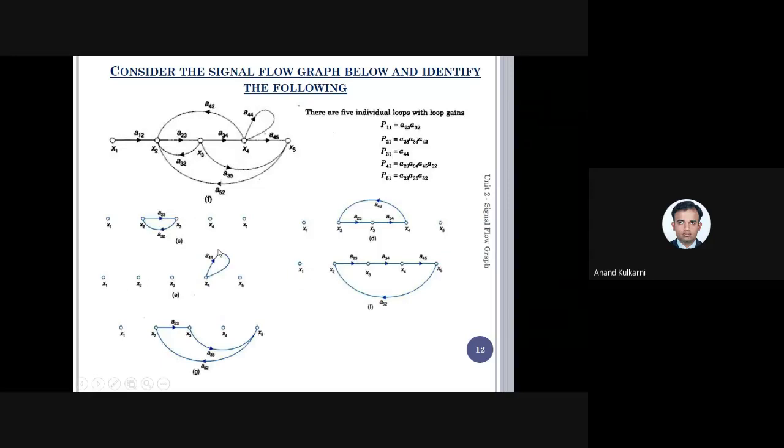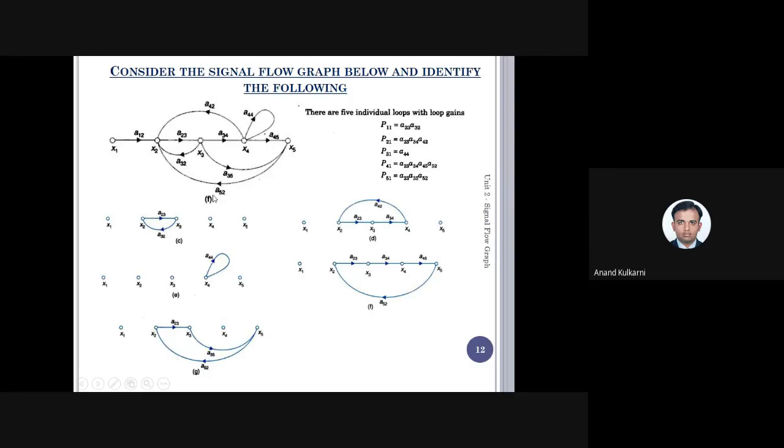Similarly, how many loops are there and what are the gains? Just observe here. There is one loop. What is that loop? A23, A32. A23 and A32 means from 2 to 3 it is going, and from 3 to 2 it is coming back. So this is one. Then just go with this, so I'm going in this direction: 1, 2, 3, 4, 5. So there are 4.